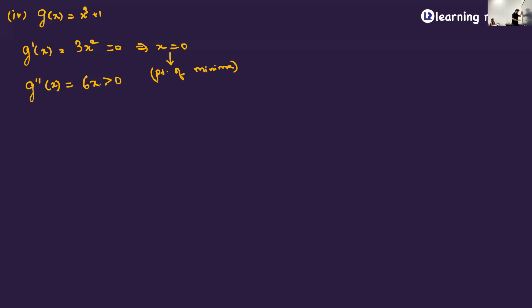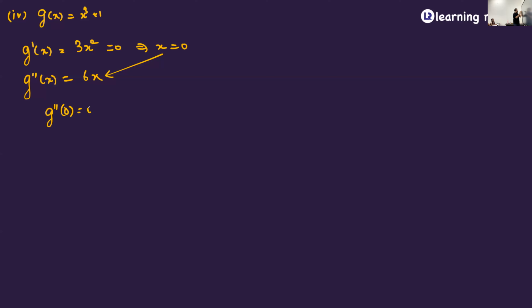It is 6x. Okay, then I have to correct it. So we'll find g double dash of x, which is going to be 6x. So when you substitute x is equal to 0 here, g double dash of 0 will be 0. So g double dash of 0 being 0, x is equal to 0 is neither a point of maximum nor minimum, it is a point of inflection. Okay. So make a note of this.